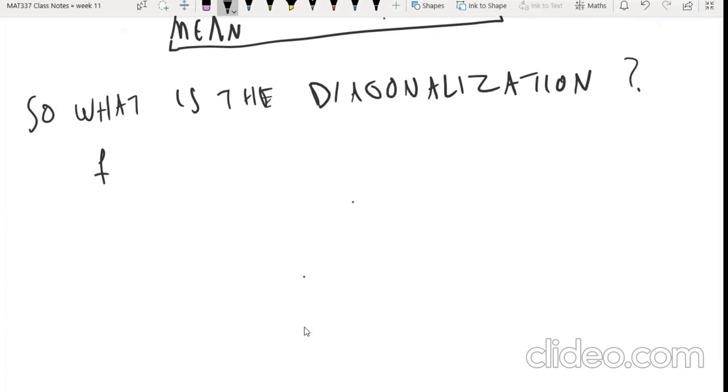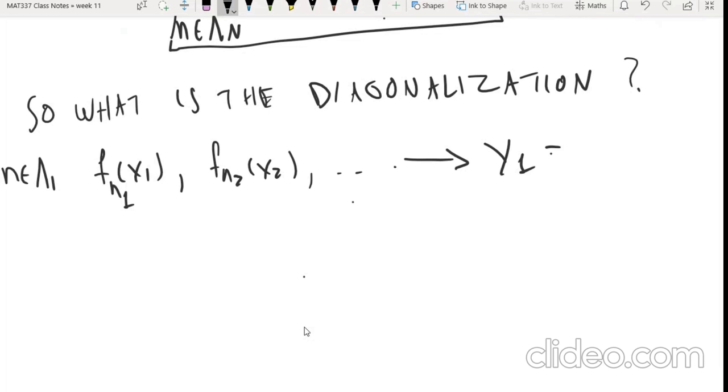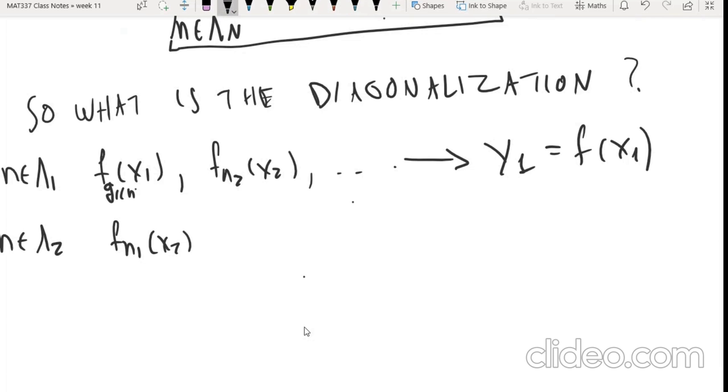So, take n in lambda 1. You have f n1, f n2, so on. This guy goes to y1, f of x1. Take n in lambda 2, so n1, x2. I want to call it something else. It's tricky. Okay, I will call it G1n. Is that better? Yeah, the notation is a mess. It's hard to work with. Let me think. I want to give you a nice notation. Okay. How about this? Yeah, I will use this.